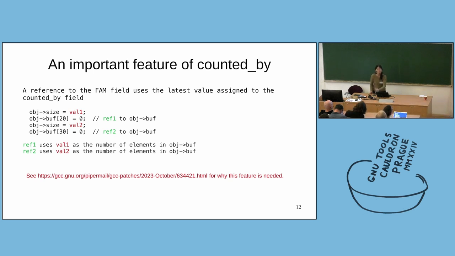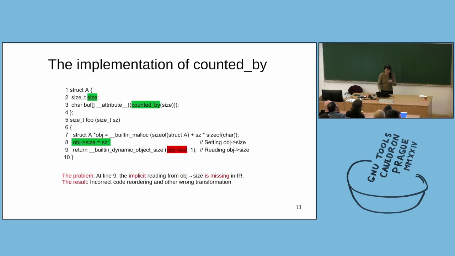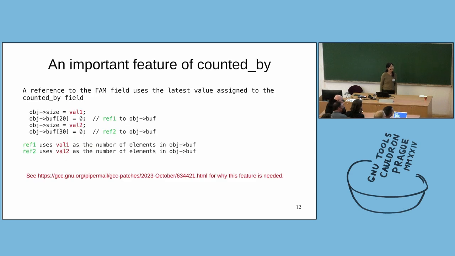Could this counted by attribute eventually be applied to function arguments? Let's say a function receives a length and a pointer to the actual array elements. Yeah, that's the next step. I will talk about it a little bit. For function arguments, you already have attribute access, which pretty much does what you want. I also explain it in the slides later, the relationship between counted by and the access and a local size attribute.